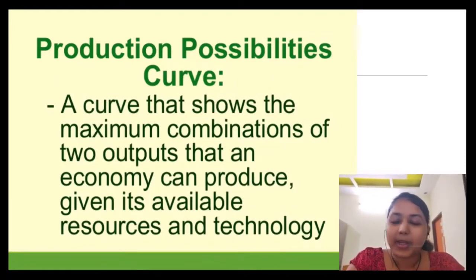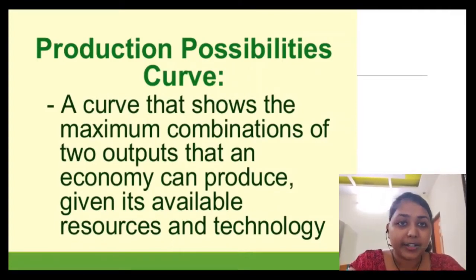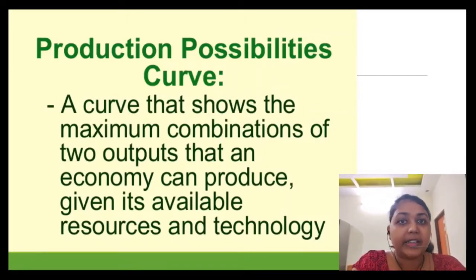So PPC, what does it mean? It is a curve which depicts all possible combinations of two goods. As it's a curve that has been made on a graph, it covers two goods, all possible combinations in which they can be made, which an economy can produce with available technology and full utilization of resources.